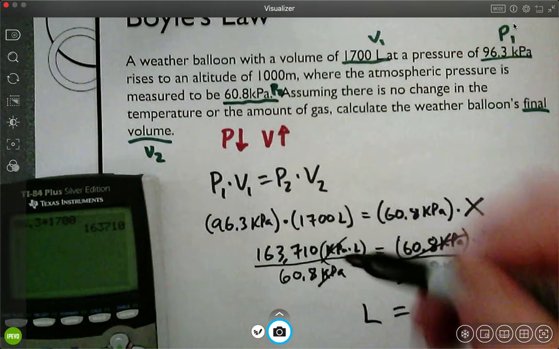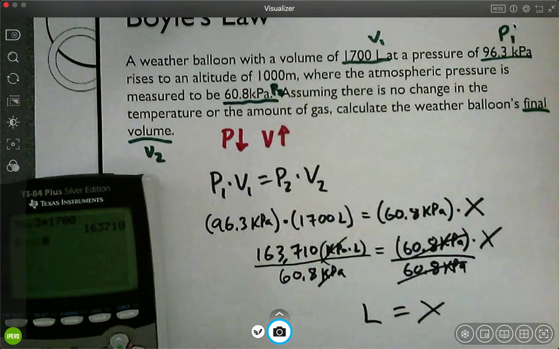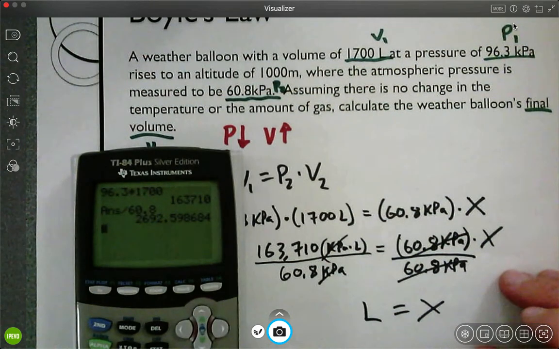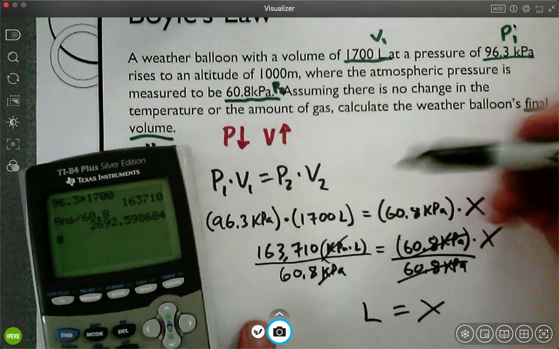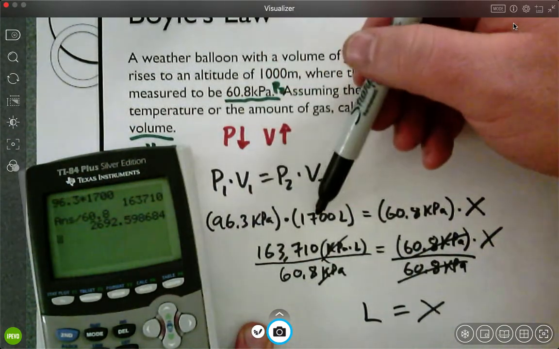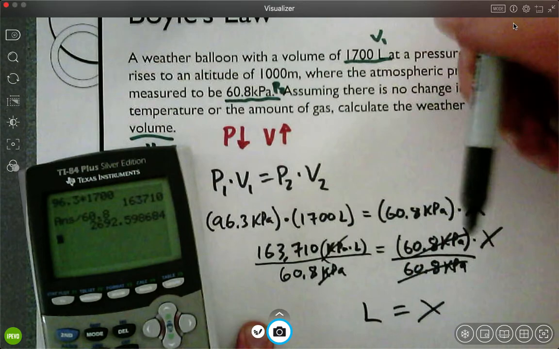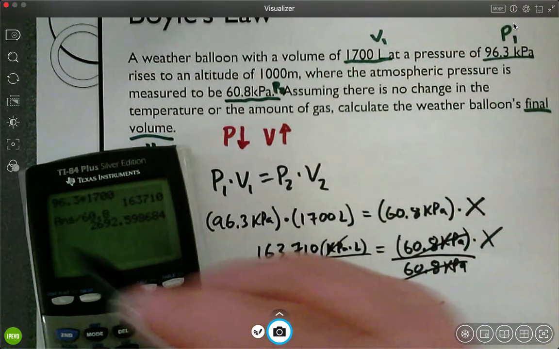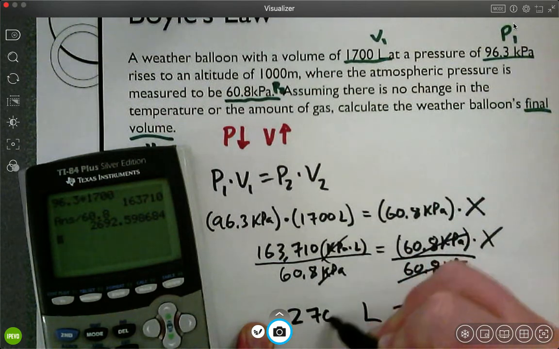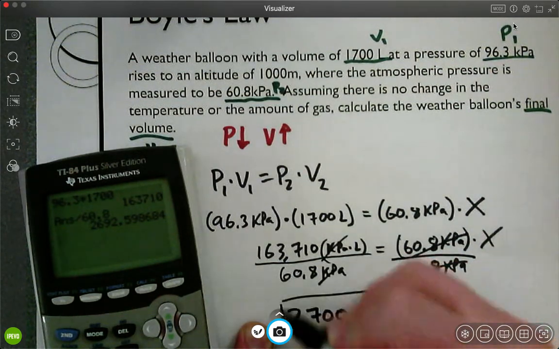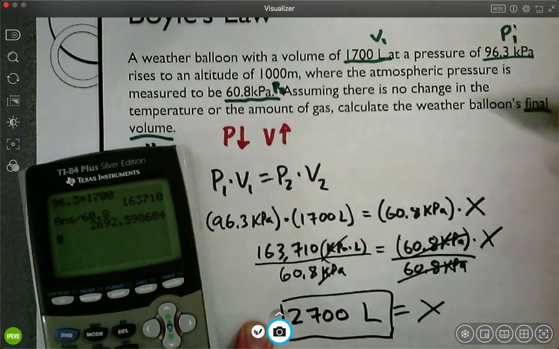So I'm going to take the 163,710 divided by 60.8, and I get that number, 2,692.598684 liters. Looking at my original numbers here, we had 3 sig figs, 2 sig figs, and 3 sig figs. So 2 is what I rounded to. So I'm going to round that to 2,700. 2,700 liters is what the new volume would be, which is greater.